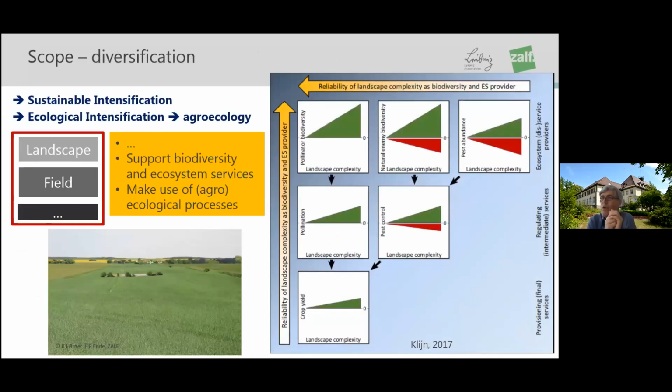I'm coming back to this point of the ecosystem services and the biodiversity. This is a general sketch of what people have thought some years ago of how landscape complexity could affect ecosystem services related to provisional services, for instance, like pollinator biodiversity or natural enemy biodiversity, pest abundance. How this could then affect pollination, how this could affect pest control. And eventually there may be a feedback effect also on yield, because we have this effect on pollinator biodiversity, on pollination, we may have a feedback effect on yield.